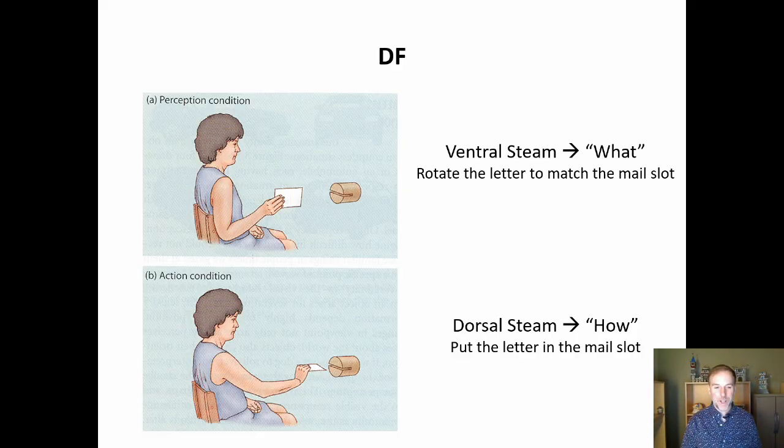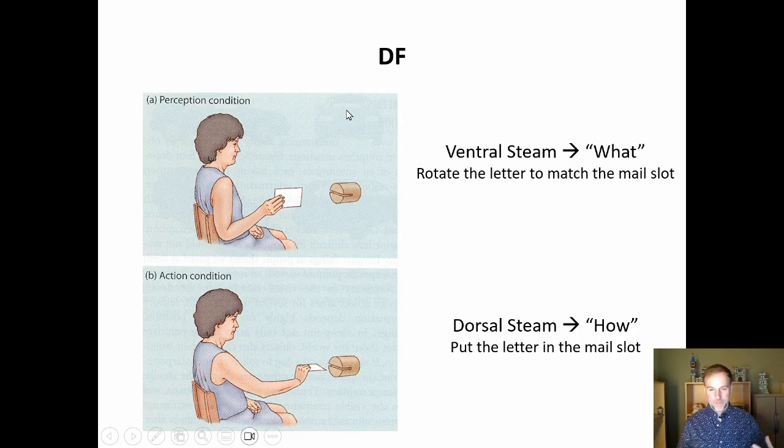Now the second version of the mailbox task, instead of trying to match that orientation, we just say, go ahead and mail the letter. The interesting thing about this is knowing the orientation of the mailbox. That is a what ability, knowing what is the orientation of the mailbox. So it's a what ability, and it's driven by the ventral stream. To then actually use your hand, to use visual feedback to guide your hand to the mailbox, that is done by the dorsal stream. That's one of these how tasks.